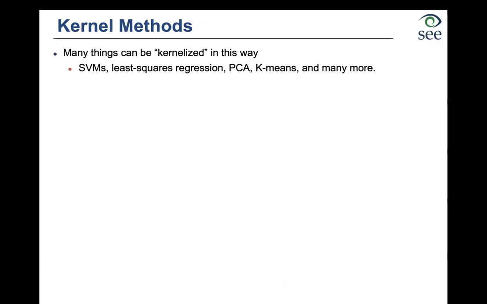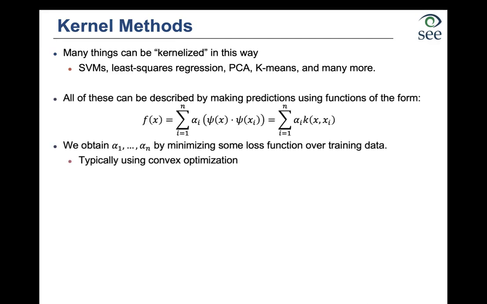And so many other algorithms beyond the perceptron can be kernelized in this way. Things like SVMs, least squares regression, PCA, k-means, and many others can all exploit the same underlying trick. All these procedures can be described by making predictions using functions that take the form of a weighted combination of kernel evaluations at the set of training data. So by adjusting the weights, these alphas, we get different functions. We obtain these weights in practice by minimizing some loss function over the training data. In fact, the perceptron arises as a special case of this, in which we minimize the hinge loss using an online gradient descent rule.